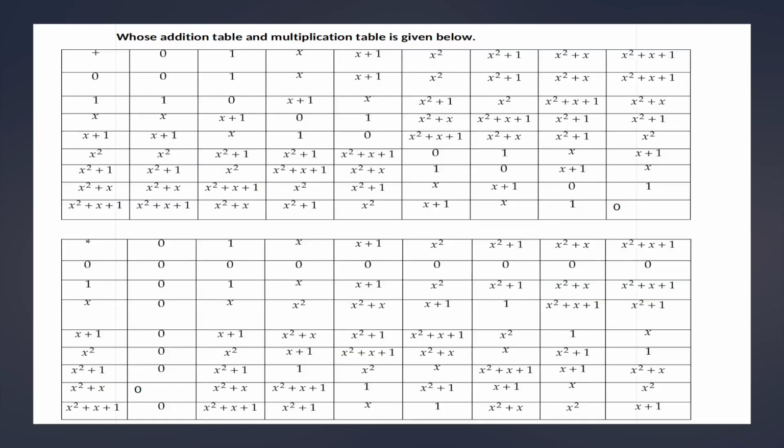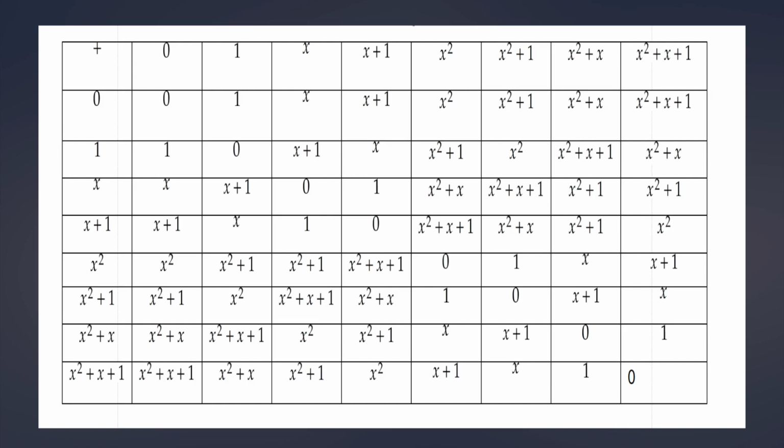Now, there are 8 elements, namely 0, 1, x, x plus 1, x squared plus 1, x squared plus x, and x squared plus x plus 1. These elements are represented on the Cayley table on both the left and the top corner. For the 0 row, 0 plus 0 is 0, 0 plus 1 is 1. That part is fairly clear. For 1, 1 plus 0 is 1, 1 plus 1 is 0, 1 plus x is x plus 1, 1 plus x plus 1 is x.